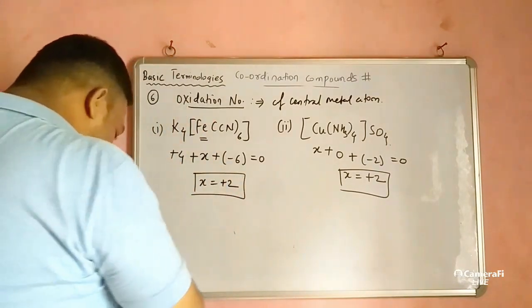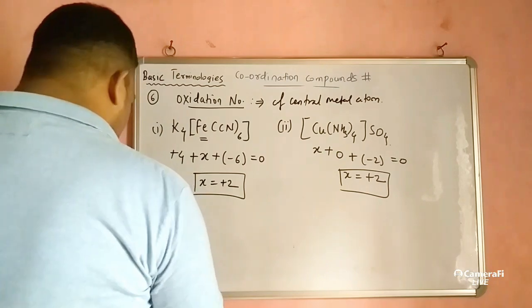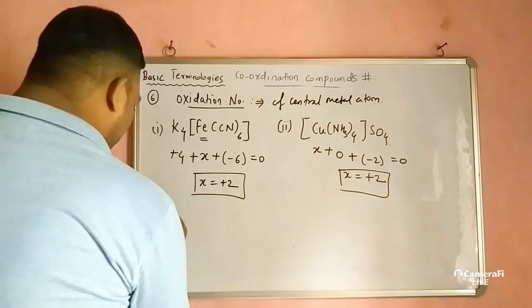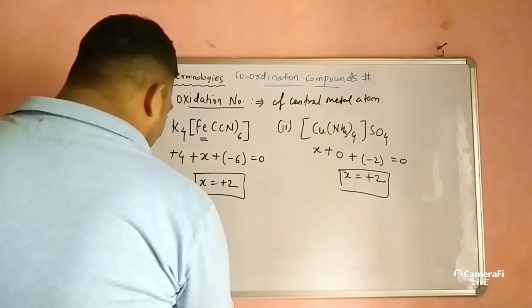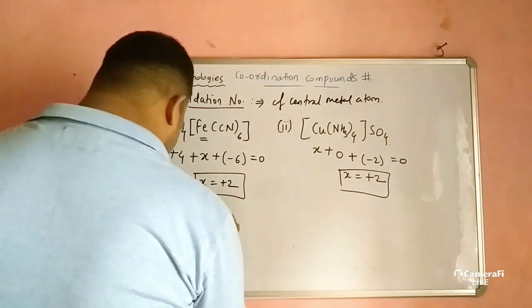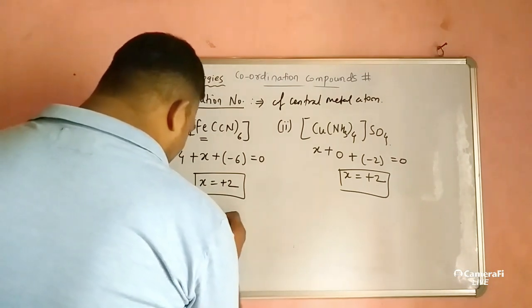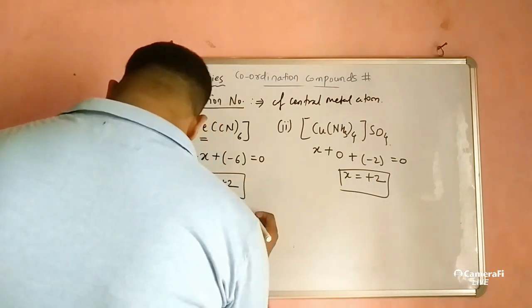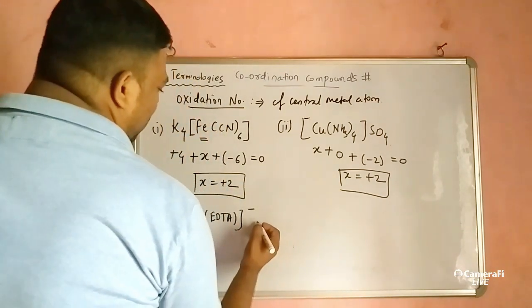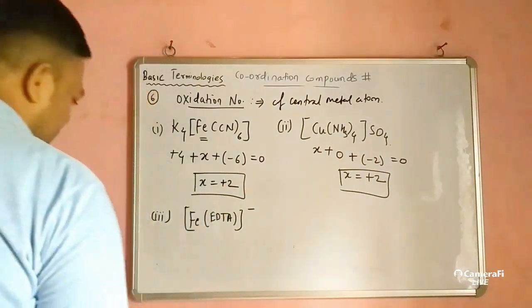Now see here, next, third. We will take as an example iron, Fe, with EDTA, and here it is negative, and then we have to calculate the oxidation number of this central metal atom.